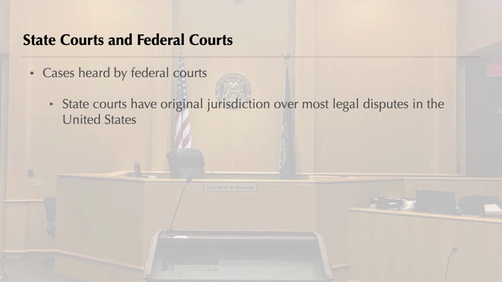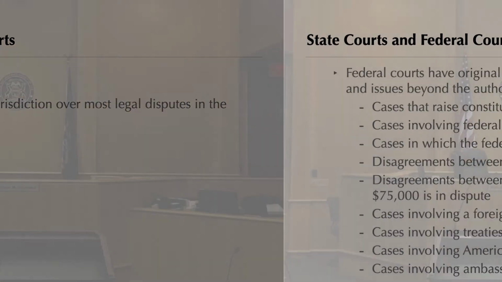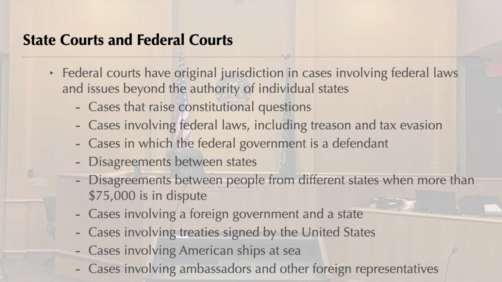If state courts have original jurisdiction over most legal disputes that occur in the United States, then what's the purpose of federal courts? Federal courts hear two kinds of cases: cases involving federal laws and issues beyond the authority of individual states. In these cases, the federal courts have original jurisdiction.